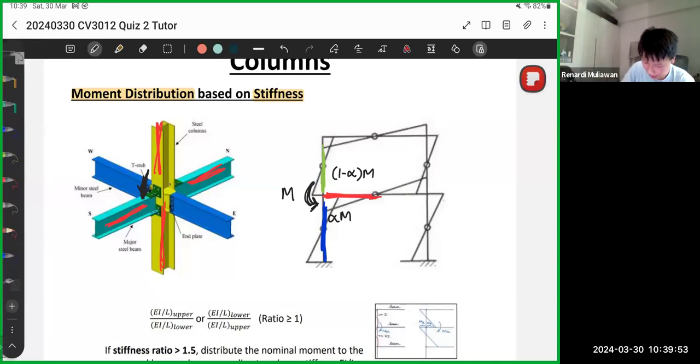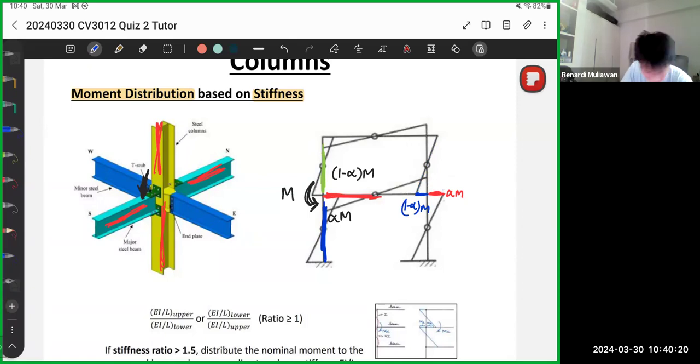It's also feasible in this diagram here. If you notice, the bottom beam carries this much moment. You see this line? This one is alpha M, while this tiny portion is carried by the BMD of the top column, and this one is 1 minus alpha times M. So the total is M.